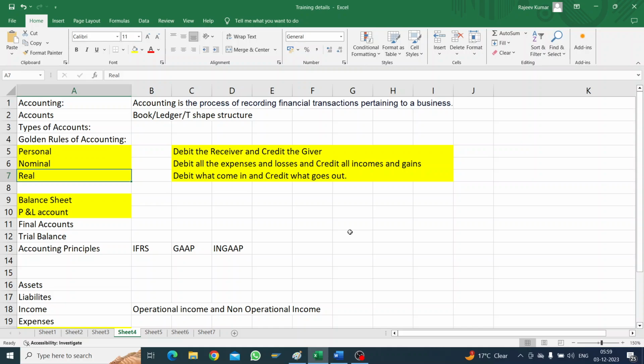See, if any account contains the name of anybody, it can be a company's name or a person's name, as the case may be.